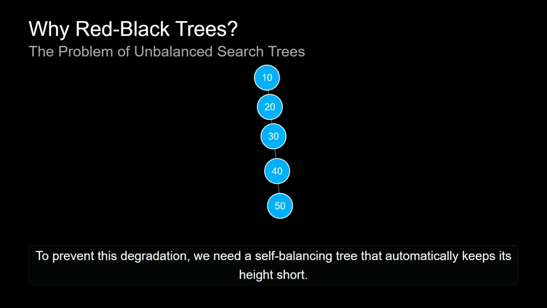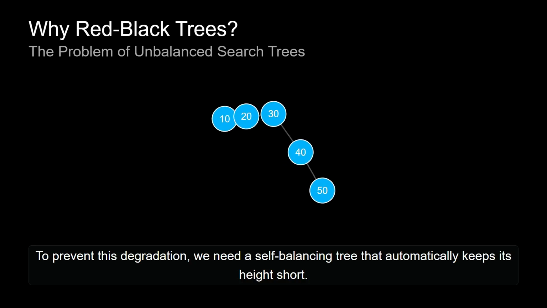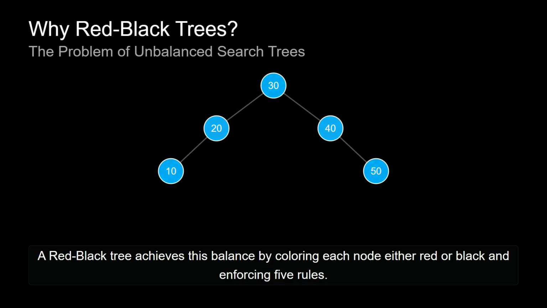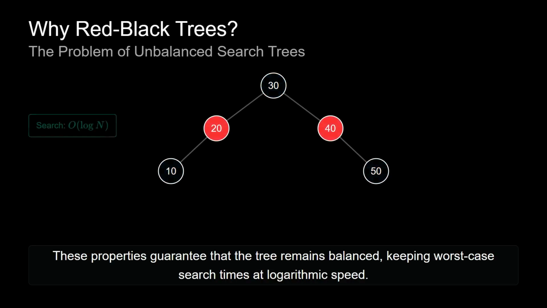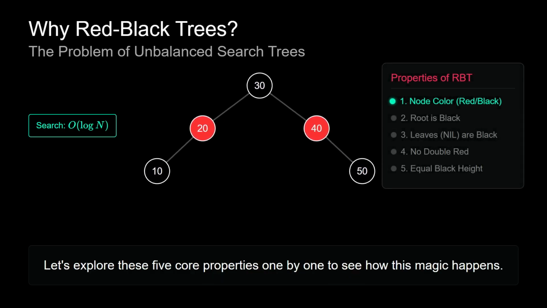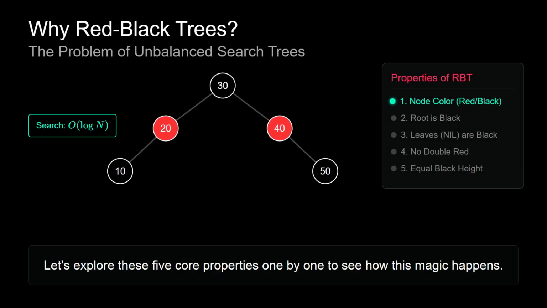To prevent this degradation, we need a self-balancing tree that automatically keeps its height short. A red-black tree achieves this balance by coloring each node either red or black and enforcing 5 rules. These properties guarantee that the tree remains balanced, keeping worst-case search times at logarithmic speed. Let's explore these 5 core properties one by one to see how this magic happens.